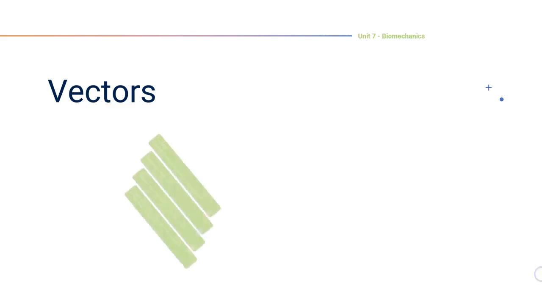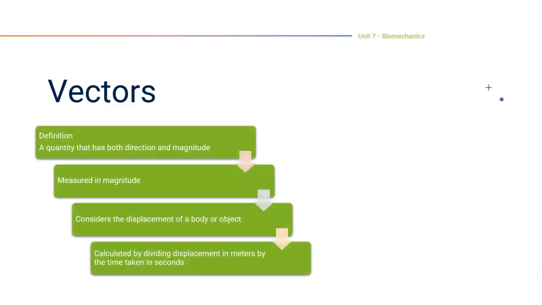Vectors. Vectors are defined as a quantity that has both direction and magnitude. A vector must have direction. Examples of direction that can be used are up, down, positive, negative, north, east, south, and west. It can be calculated by its magnitude and considered displacement of a body or an object.